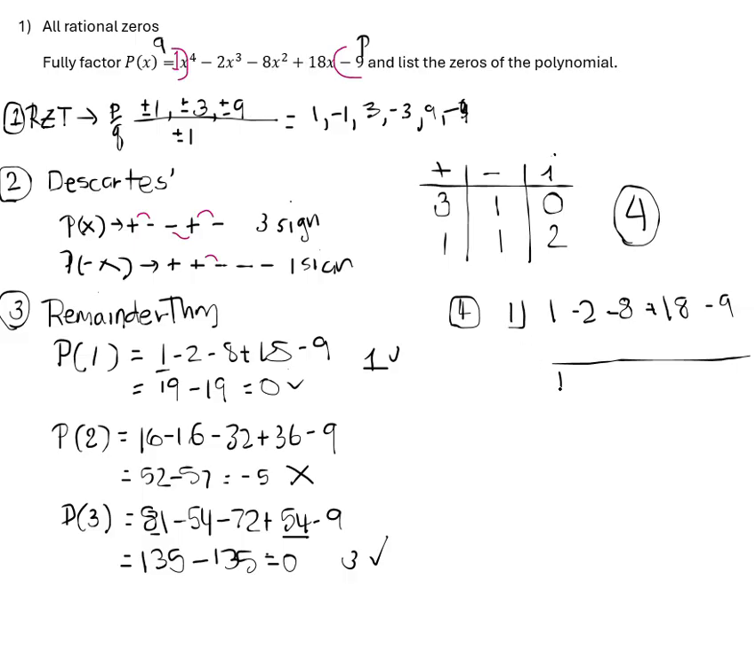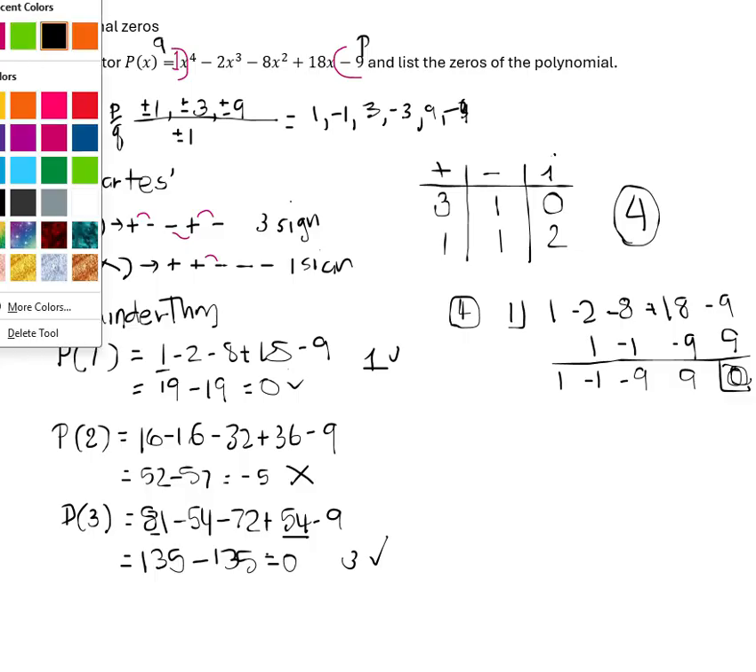So then what do we do? 1 times 1, which is 1. -2 plus 1, which is a -1. 1 times a -1 is a -1. -8 plus a -1 is a -9. 1 times a -9 is a -9. 18 minus 9 is 9. 1 times 9 is 9. -9 plus 9 is 0. I wanted to get a 0 because I know 1 is a 0, so I'm going to go ahead and use that.